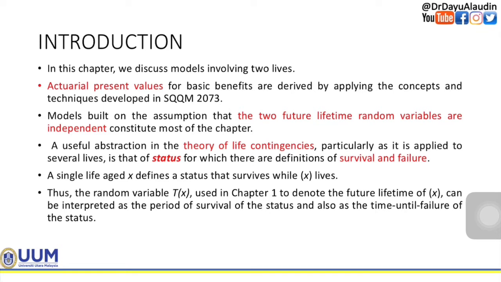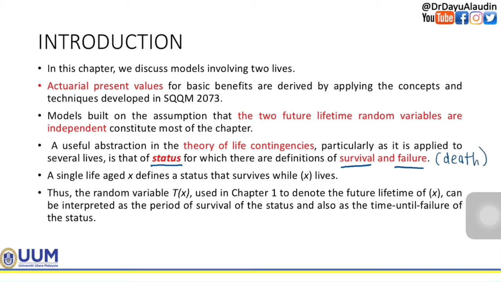A useful abstraction in the theory of life contingencies, particularly as it is applied to several lives, is that of status, which has definitions of survival and failure. So the status has two kinds, whether survive or failure. Failure is referring to death.